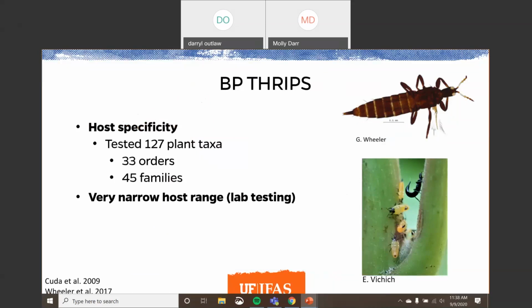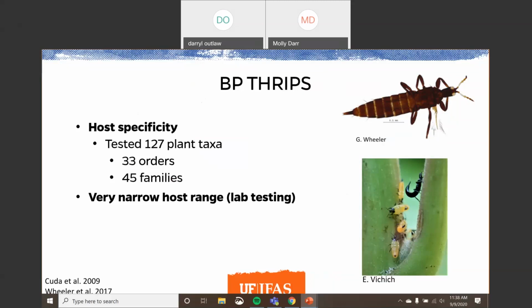So this is in lab testing. These are extremely conservative tests. And what they found is that these thrips will only feed and reproduce over time on Brazilian peppertree. They do feed a little bit on Peruvian peppertree, but they can't really sustain a population on there. So these are extremely conservative tests.